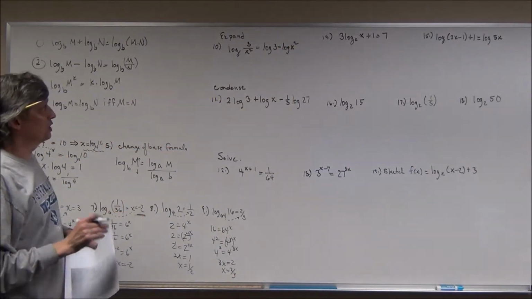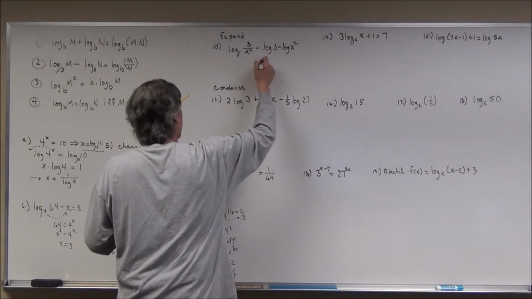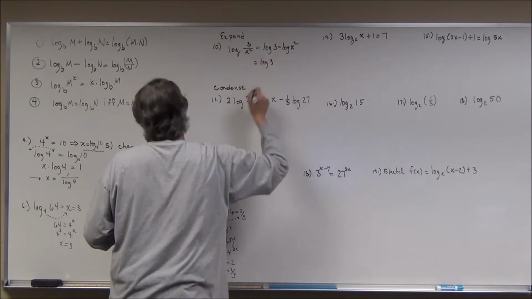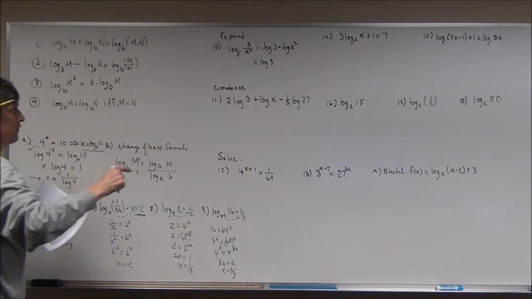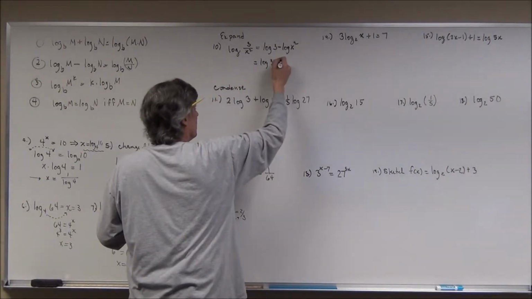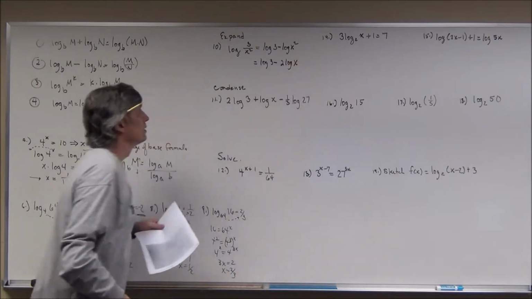Now I can expand this just a little bit more. I don't know what the log of 3 is, but I can expand this by using the third property that says that if I have an exponent, I can bring it out in front as a constant factor. I have this exponent of 2. I can bring this 2 out in front, right? This is 2 times the log of x.